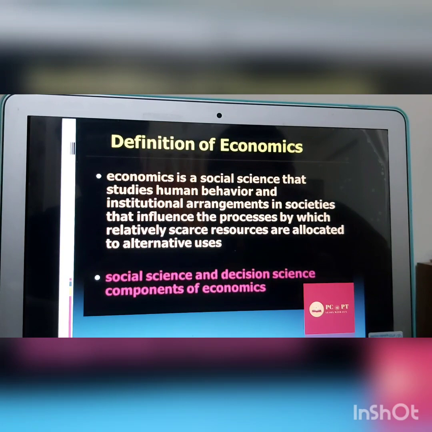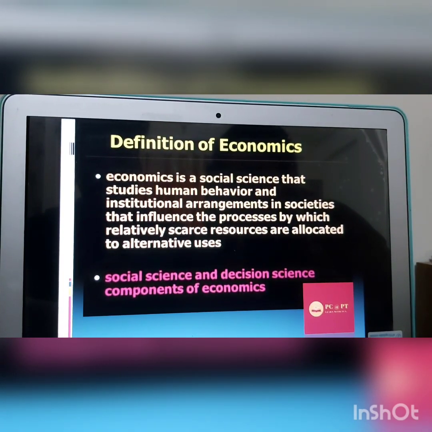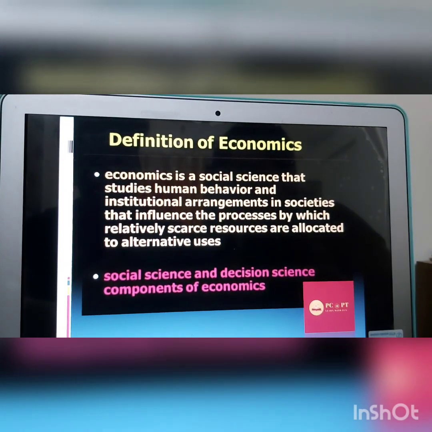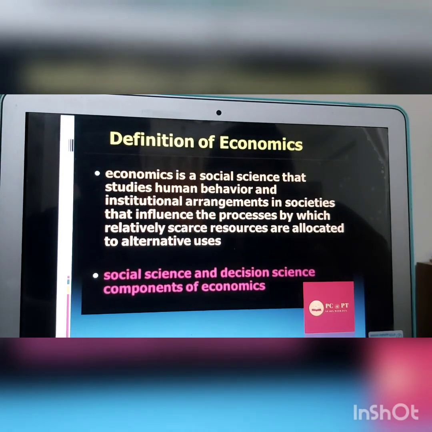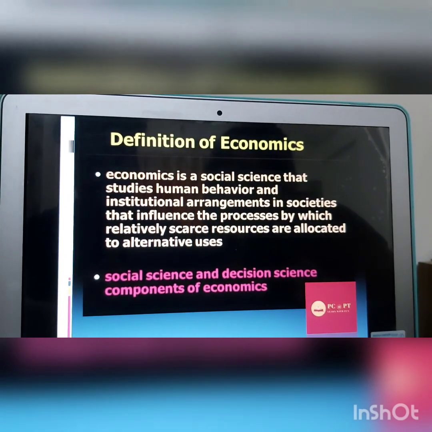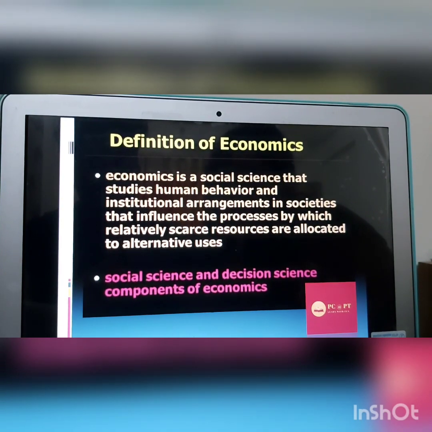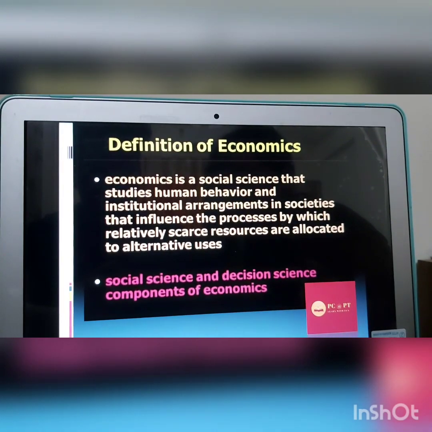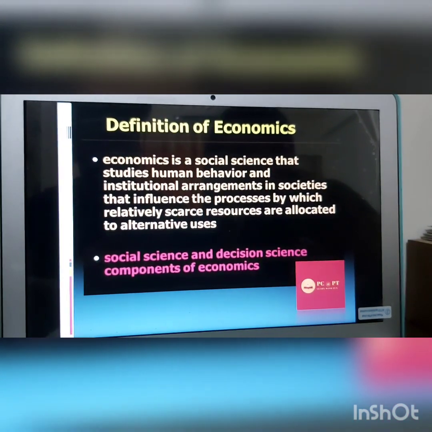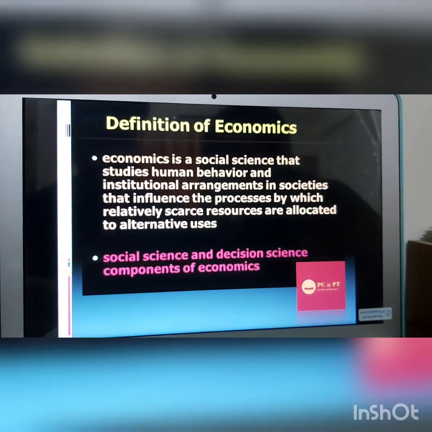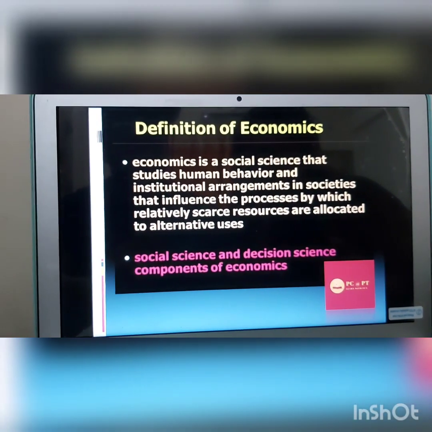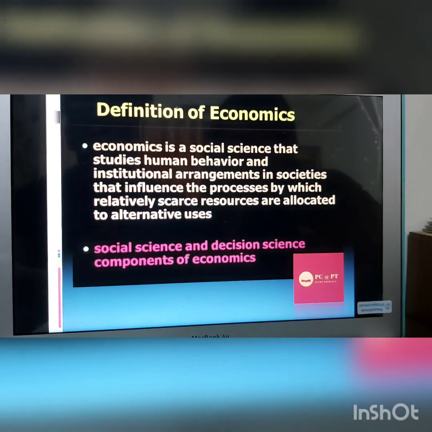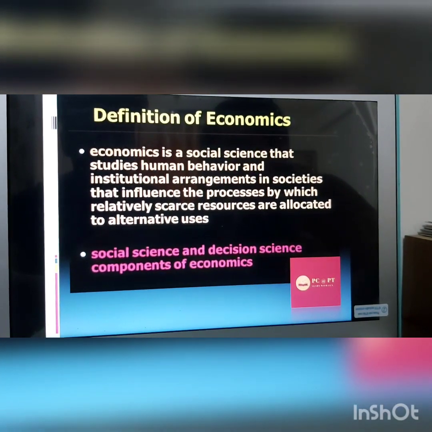So that includes all the institutions, your school, colleges, offices, organizations, institutions, firms that influence the processes by which relatively scarce resources, scarce means limited, are allocated to alternative uses. What is alternative uses? Needs here. So why are they saying the resources are scarce? It is very natural. The human population has grown immensely in these decades, but the available resources like your fuel, like your power is limited. So we are supposed to allocate it effectively so that it is used by maximum human society.